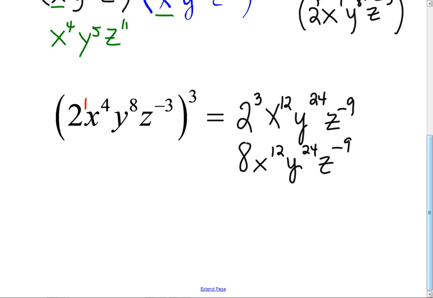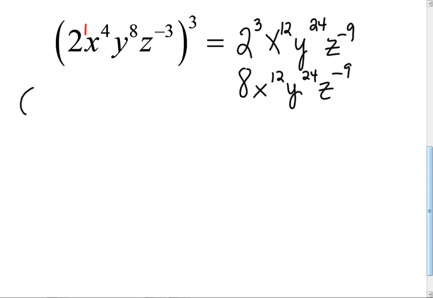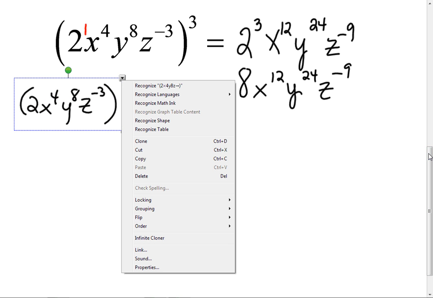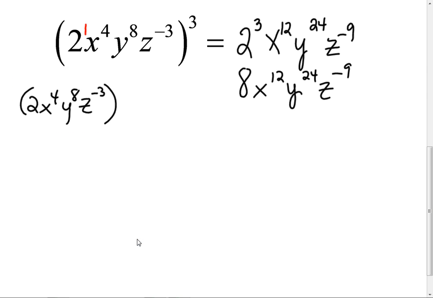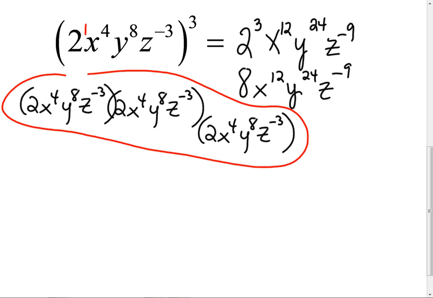Now you guys, here's another way, if you forget about the 2. Write out what that means. It means 2x to the 4th, y to the 8th, z to the negative 3rd. How many times do I see that? 3. That's 3 of those. Now, how many times do you see 2 multiplied by itself? 1, 2, 3, which gives you 8.